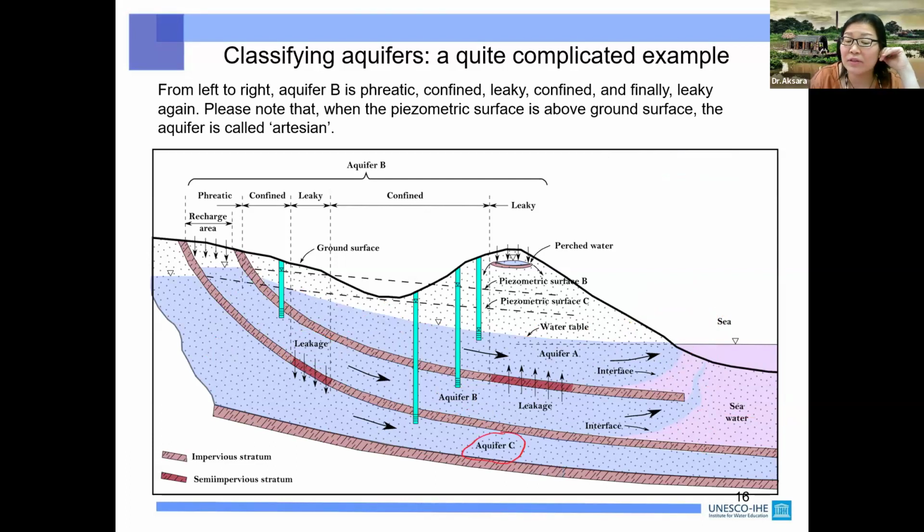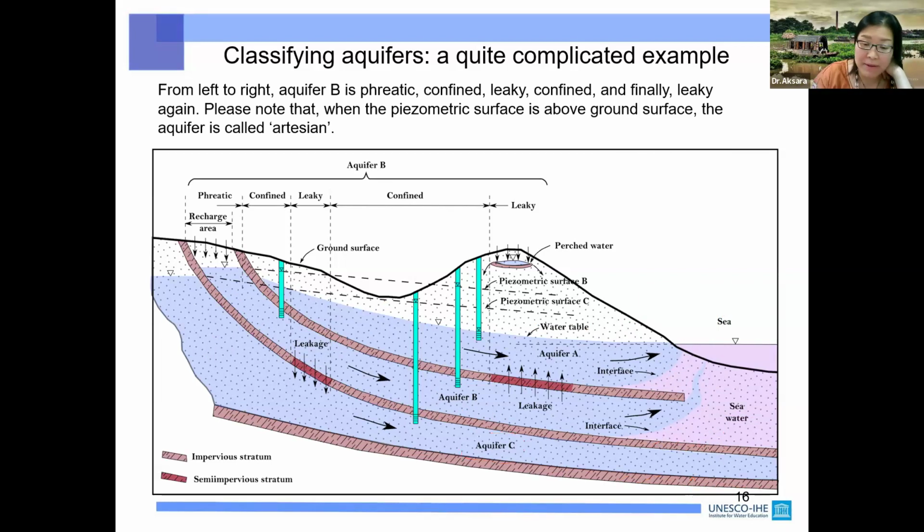Aquifer C can be considered totally confined because the confining layers are connected. You see that the confining layers are on the top right here and also at the bottom as well. So the water in aquifer B and aquifer C are not going to mix, I think, at least not at this point when we look at the system here.